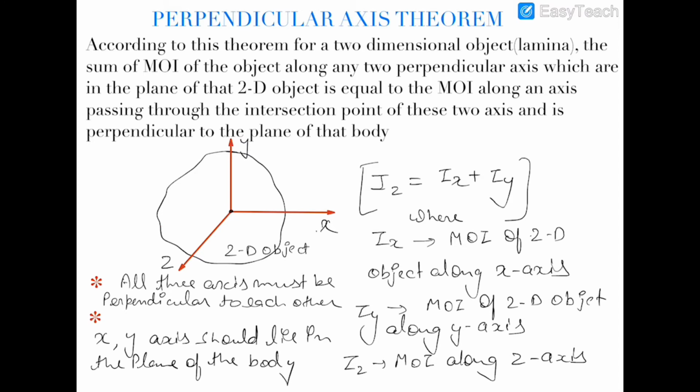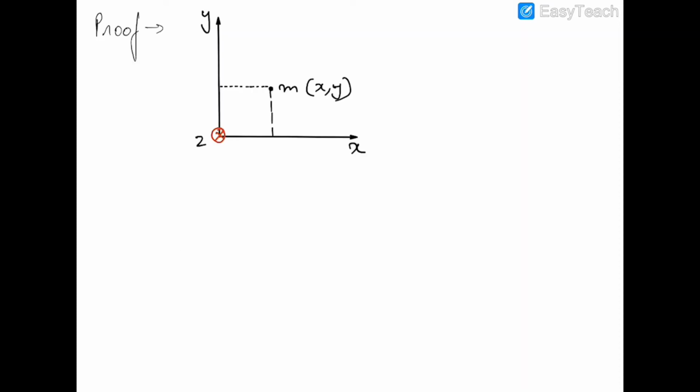Let us suppose that the moment of inertia of this object is Ix along the x-axis, Iy along the y-axis, and Iz along the z-axis. So Iz would be equal to Ix plus Iy. This is the perpendicular axis theorem, which says that Iz is equal to Ix plus Iy. Now there are some very important points which we have to remember in this theorem. But before discussing those points, let us discuss the proof of this theorem.